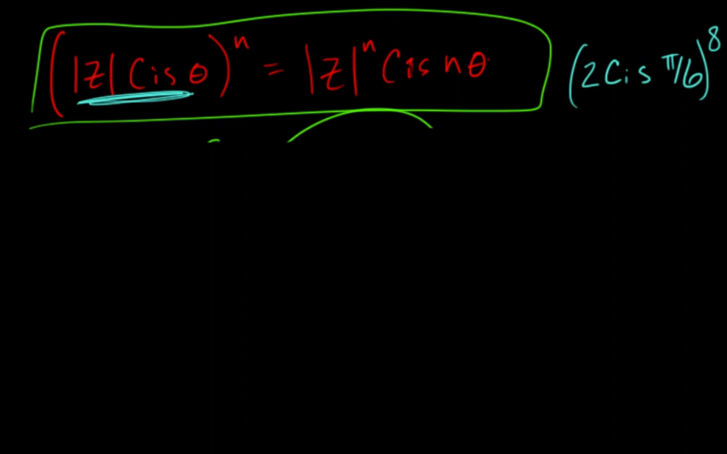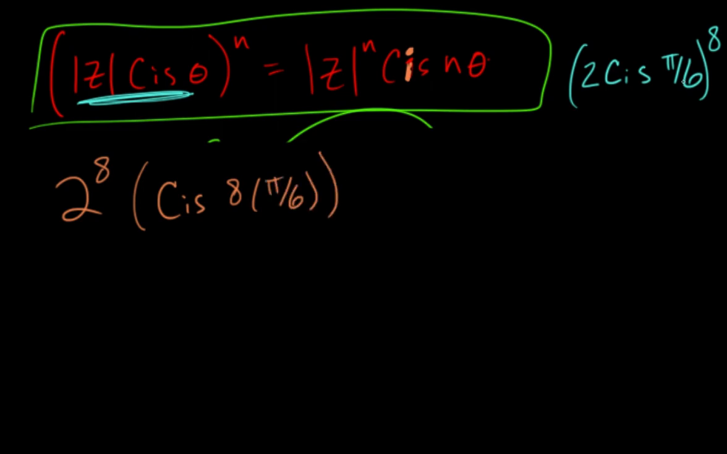Okay. And so if we're going to do that, we just take the same modulus, so that's 2. Then we take the exponent, which is 8. And then we do cosine this time. This is cis, not cosine. And then we do cis of n times the argument. So in this case, 8 times pi/6. Or times the argument, is what I meant to say.